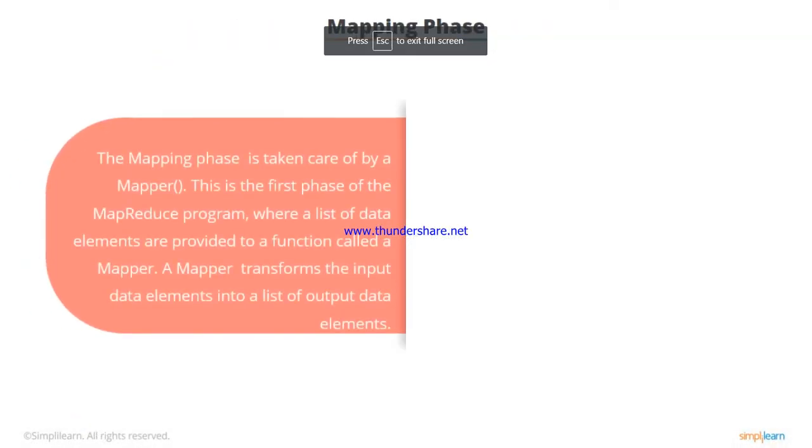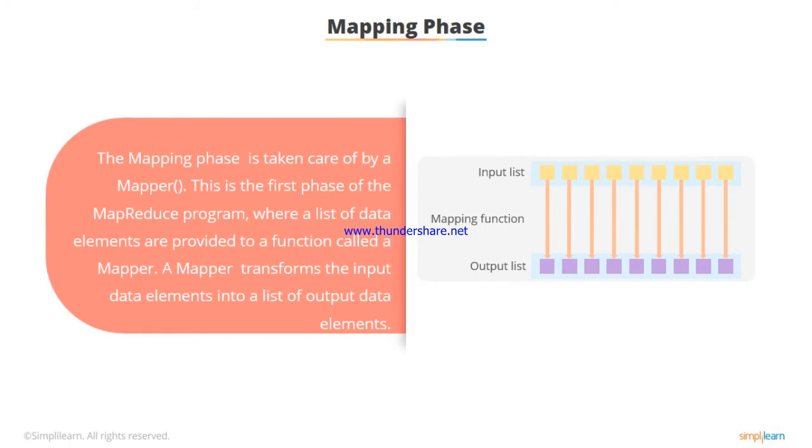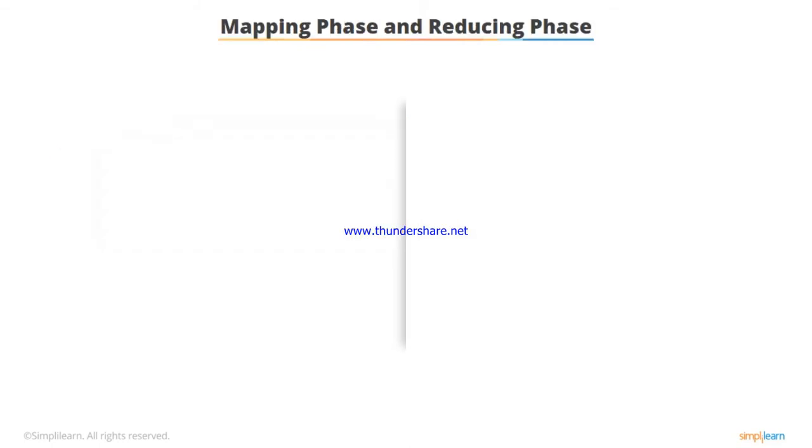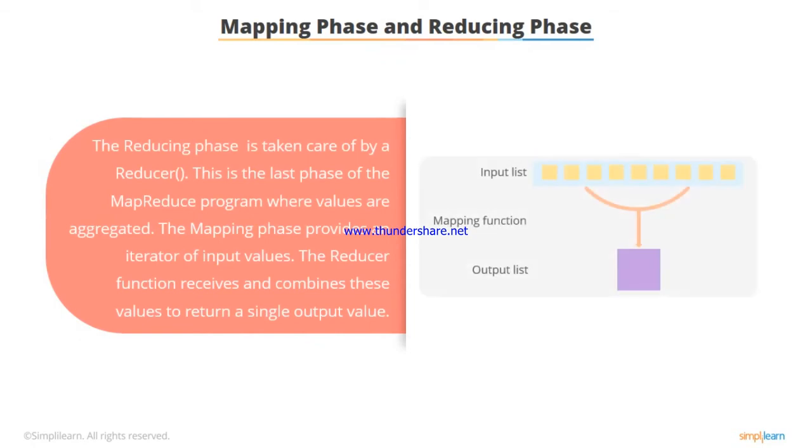The mapping phase is taken care of by a mapper function. This is the first phase of the MapReduce program, where a list of data elements are provided to a function called a mapper. A mapper transforms the input data elements into a list of output data elements. Mapping phase and reducing phase.